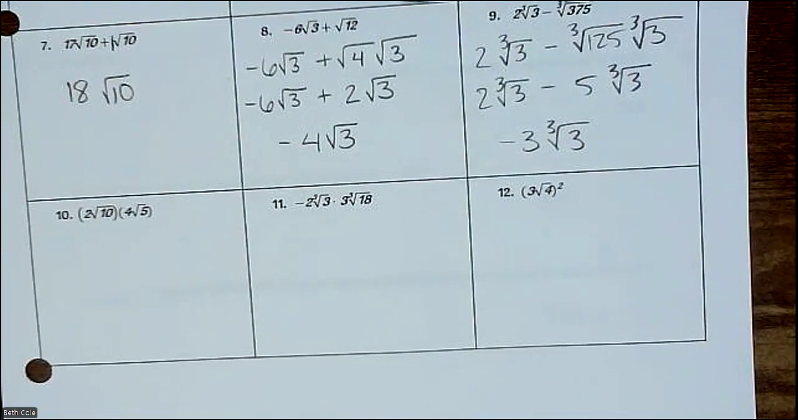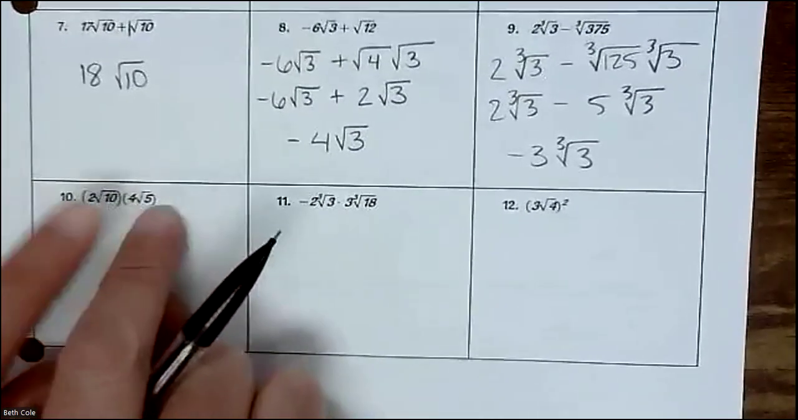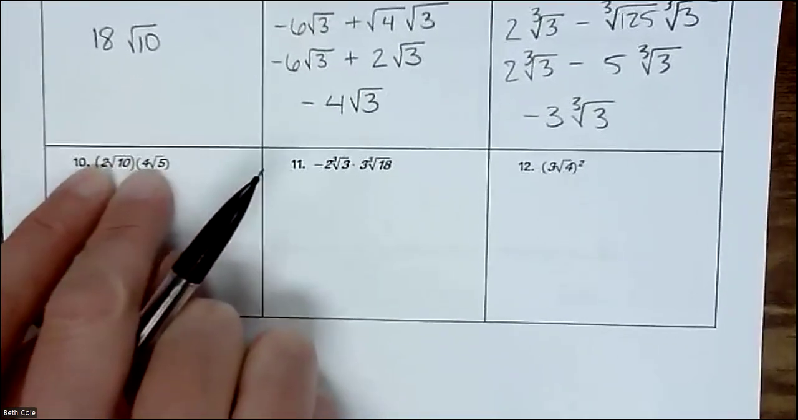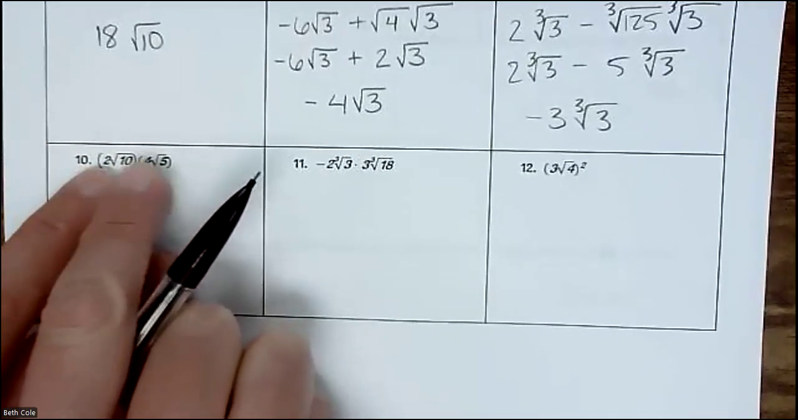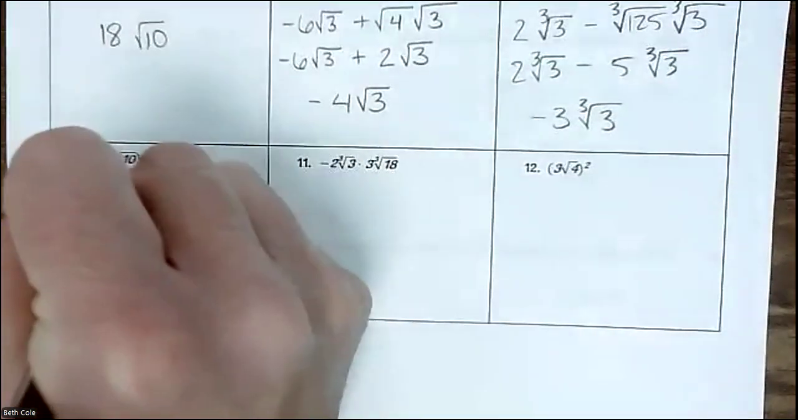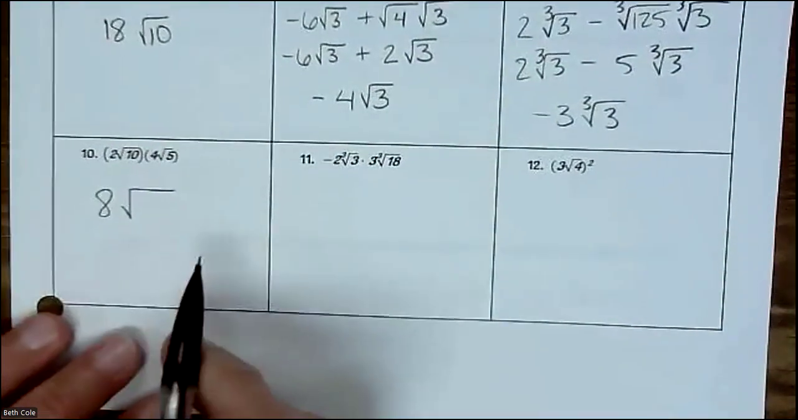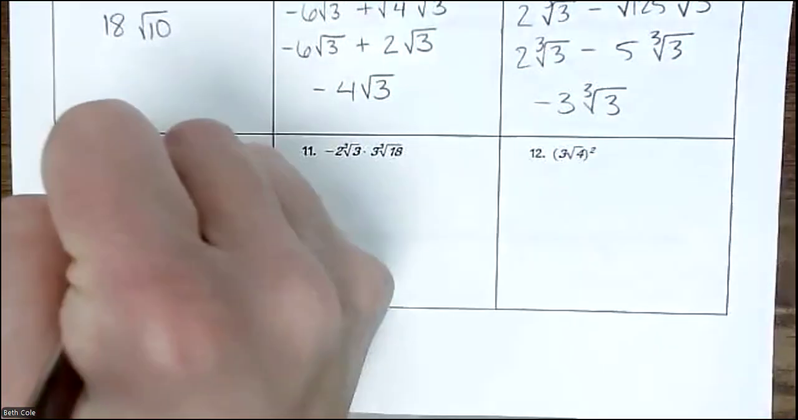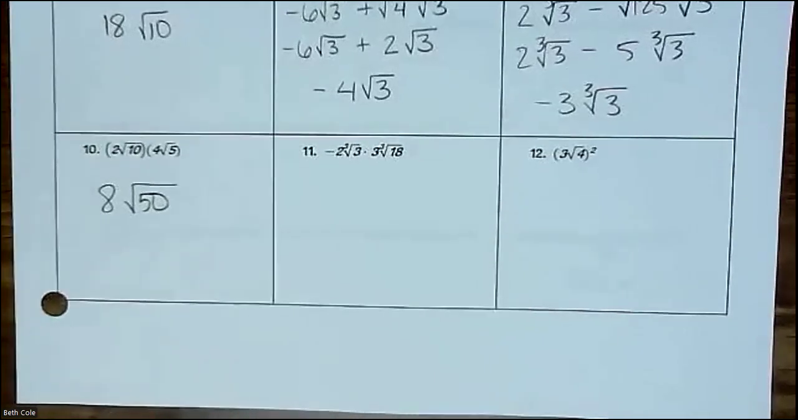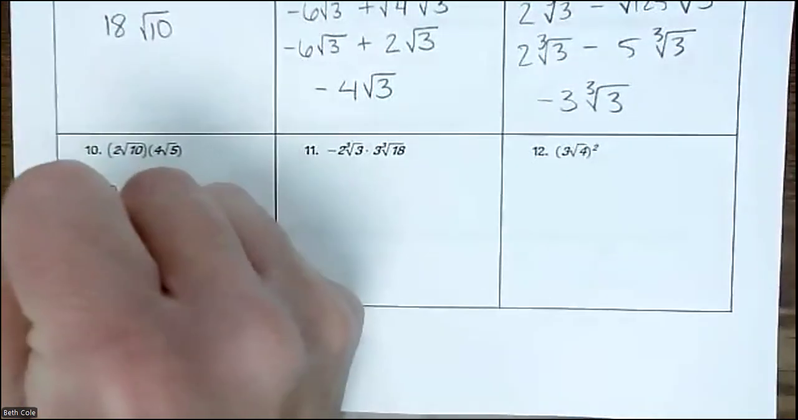All right, these ones down here are multiplying. You're going to multiply the numbers outside of the roots and then multiply the numbers inside. So the numbers outside, the coefficients, 2 times 4 is 8. And then underneath the square root, 10 times 5 is 50. Good job. The 8 is just there. All right, so you've got 8.